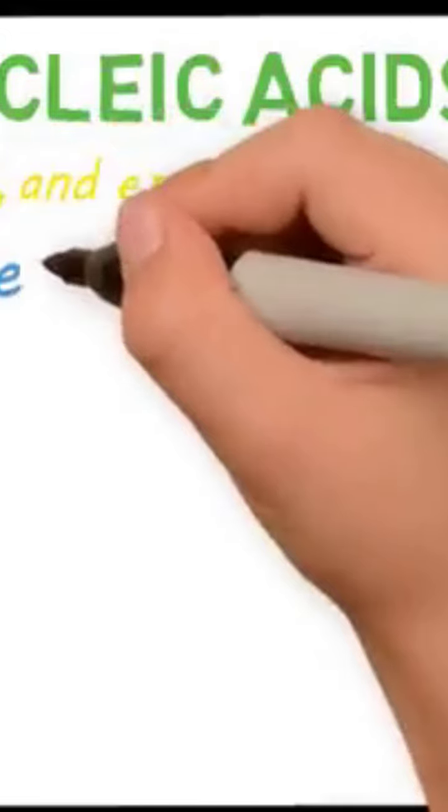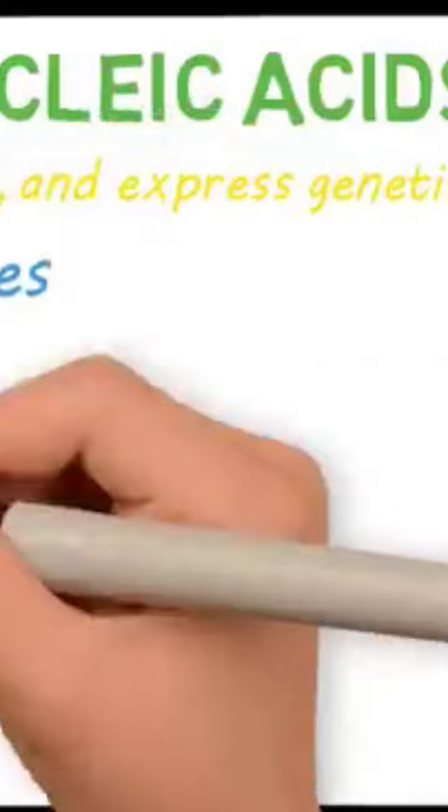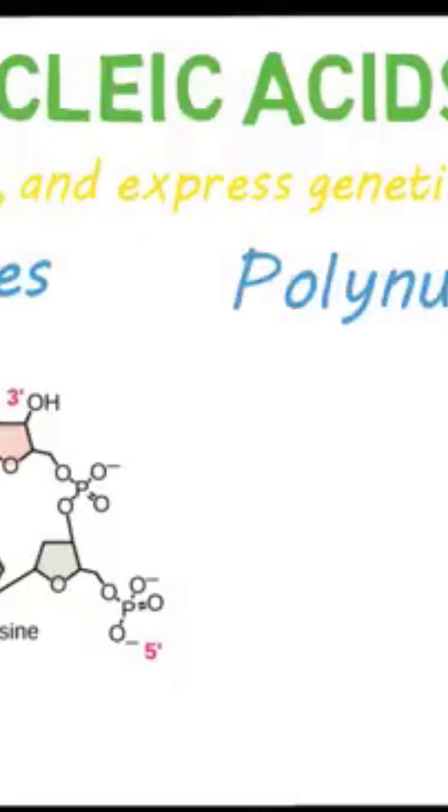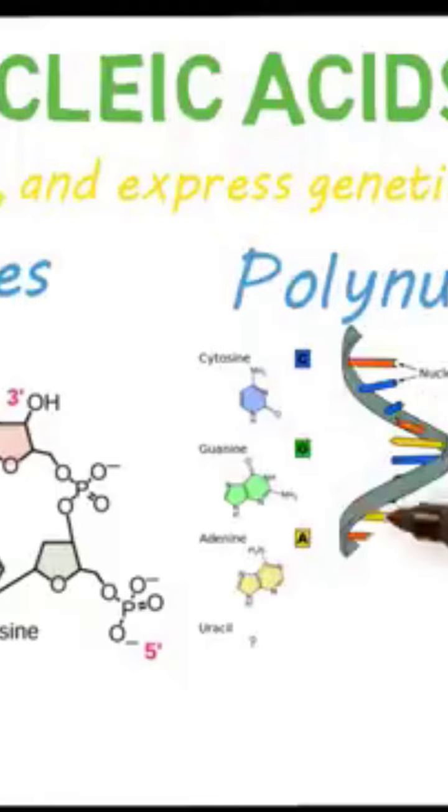And lastly, you have nucleic acids. Nucleic acids store, transmit, and express genetic information. So their monomers are called nucleotides, like adenine, guanine, and thymine. You may be familiar with these terms from studying DNA and RNA, and that's what their polymers are. They're called polynucleotides, and they're strands of DNA and RNA.